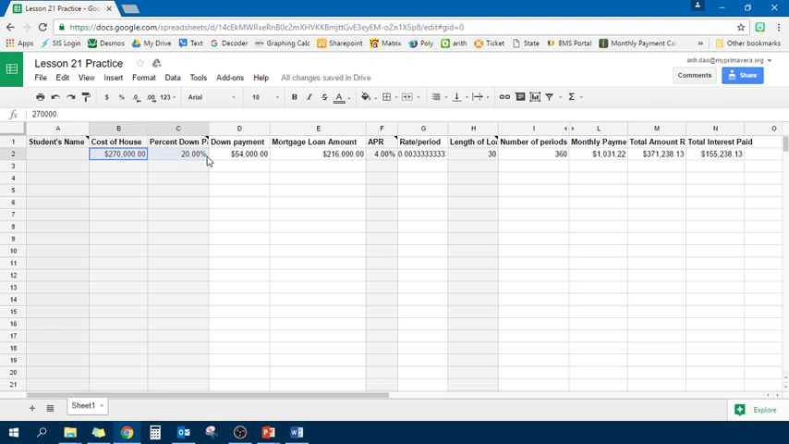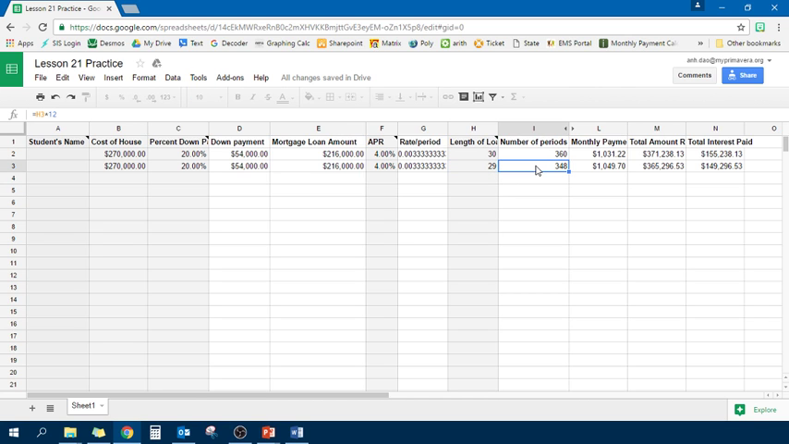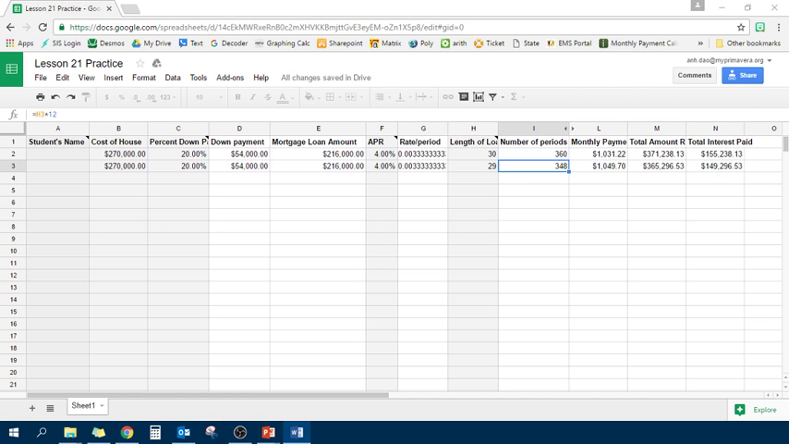So what I'm going to do is copy and paste some information that is the same. Let's pretend all of this is the same. I'm sorry, the length of the loan should be 29 instead, because I said we should aim for 29 years. Notice the number of periods now changes. We're paying it in 348 payments, right? So let's take a look.